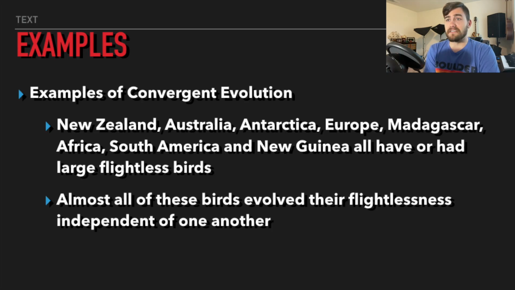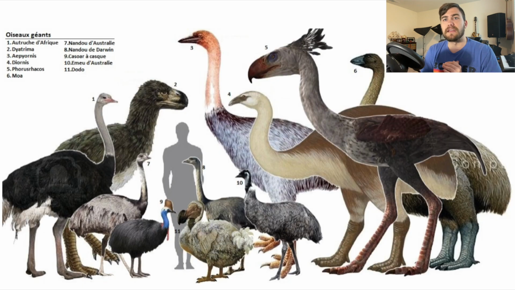New Zealand, Australia, Antarctica, Europe, Madagascar, Africa, South America, and New Guinea. Each of these land masses either still have or in the recent past had their own large flightless birds. And the odd thing is all of these birds evolved their flightlessness independent of each other. So this means that, let's look at the picture of all of these. I'll pick the ostrich, and number 5 is, I can't pronounce that, but they were called the terror birds of South America.